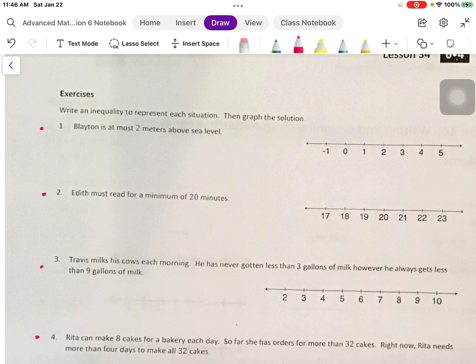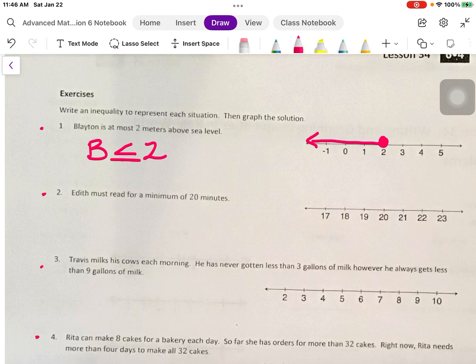Okay, number 1: Blayton is at most 2 meters above sea level. I'm going to use a B for Blayton, and it's 2 meters, so I know I'm dealing with 2 meters, and it's at most. If it's at most, it means it can't be any more than 2, so it has to be less than that, but it could be 2 meters. So it will look like that. B is less than or equal to 2. I'll find my 2 and color it in because it's equal to. And then I'm going to go to the left with my arrow.